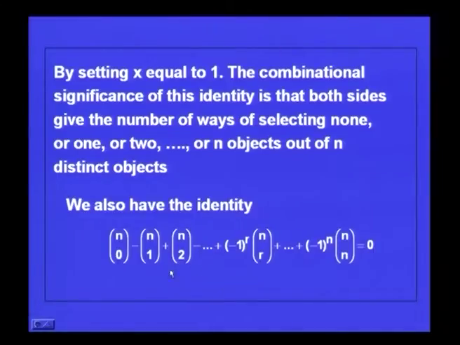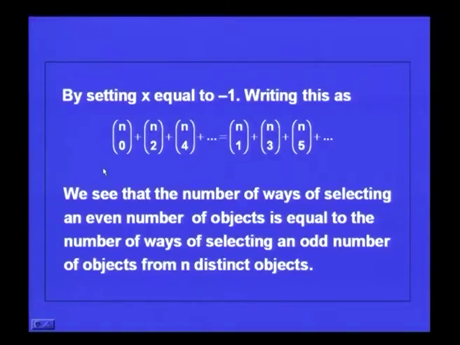So, if you take all the negative terms to the right hand side, this will be nC0, nC2, nC4 and nC1, nC3, nC5, etc. What does the left hand side represent? The left hand side represents the number of ways of selecting 0 objects out of n objects or 2 objects out of n objects or 4 objects out of n objects and so on. What does the right hand side represent? It represents the number of ways of selecting 1 object out of n objects, 3 objects out of n objects, 5 objects out of n objects.